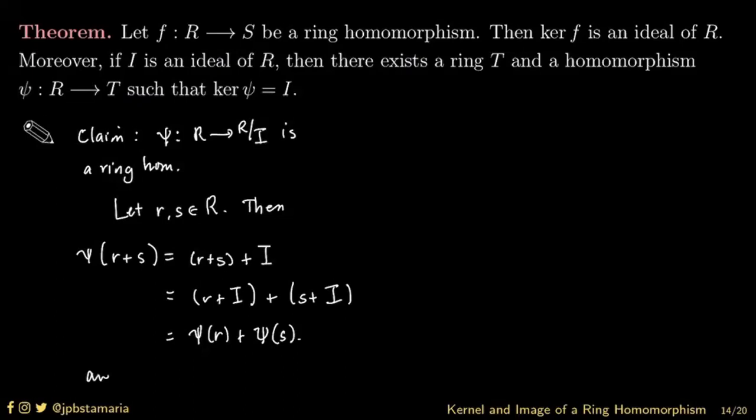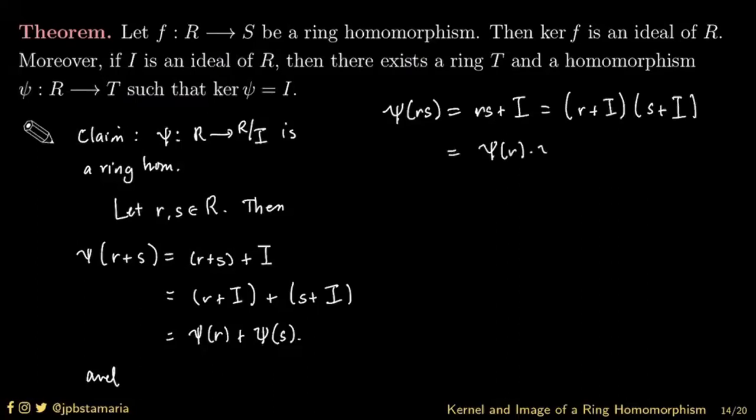And hindi lang yun, it's also going to be multiplication preserving kasi ang psi of rs is rs plus I. If you can remember, this is the coset product of r plus I times s plus I, which in turn is equal to psi of r times psi of s. So check na yung claim na ito. Another claim is that yung kernel ng psi ay equal sa I. Yan yung kailangan mong i-prove pa further to finish the proof, no?